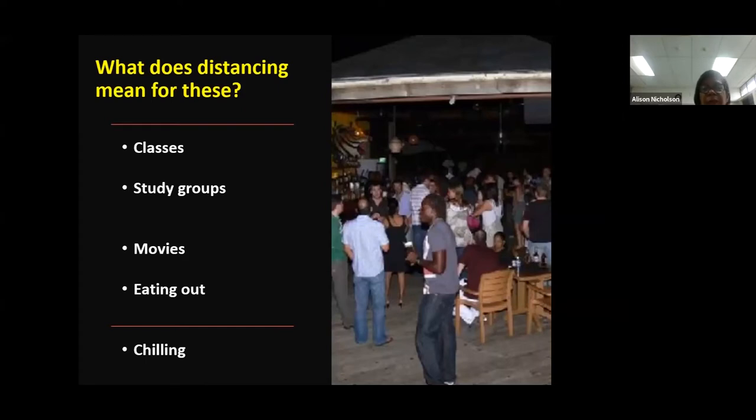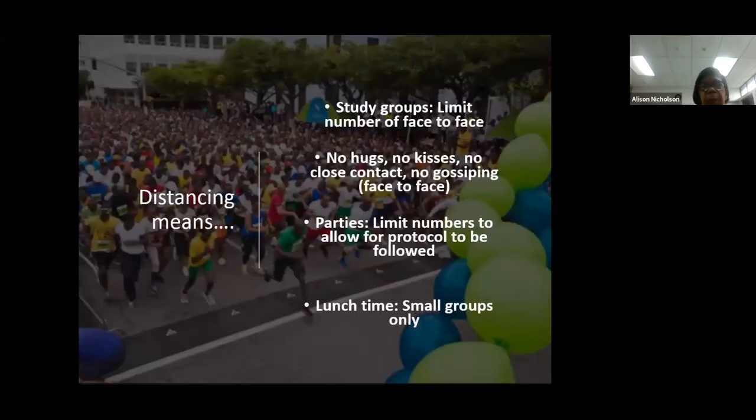Eating out, many persons have opted not to eat out anymore because of the variable exposure that can happen there. So you need to plan. Is there a place that you can safely go where you know your exposure won't be unpredictable? And if not, then perhaps you can rush in, get the food, and then go back home and eat at home. And of course, just chilling falls under that category as well.